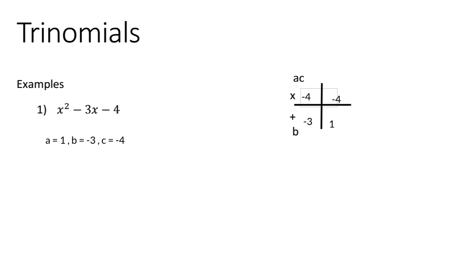A good thing to do at this point is just double check that both of your numbers are correct. So -4 times 1 is going to give me -4, and -4 plus 1 is going to give me -3. So I'm quite happy that I've populated this window correctly and I can move on to the next part.